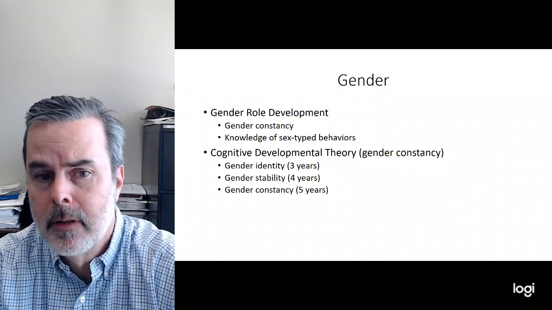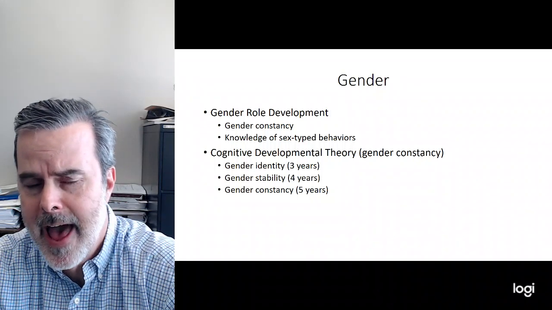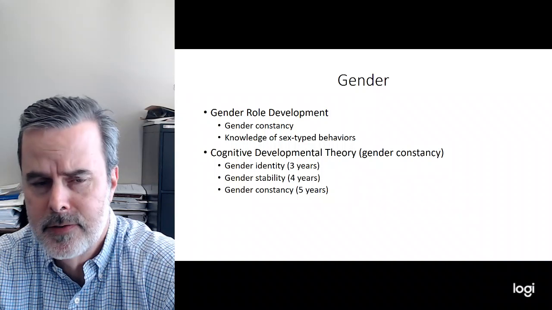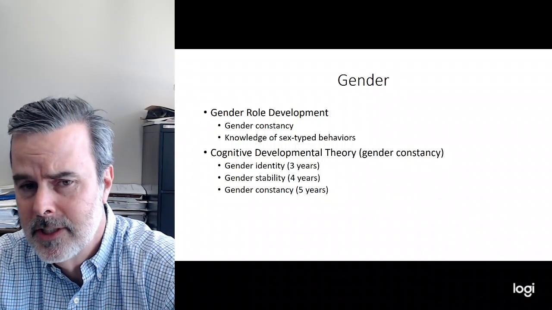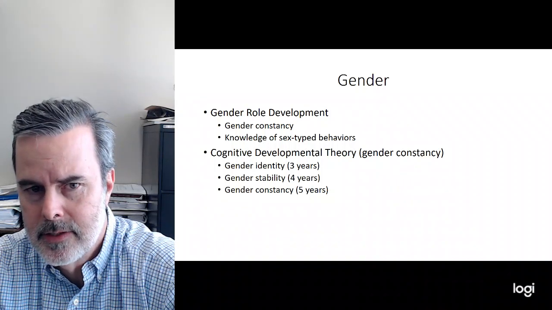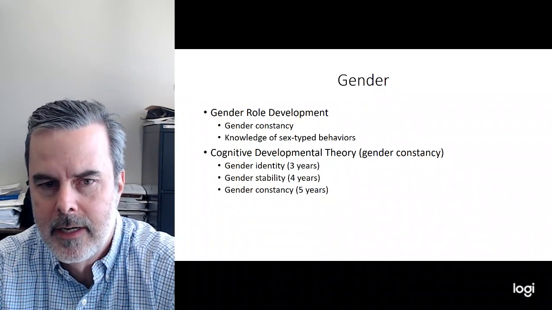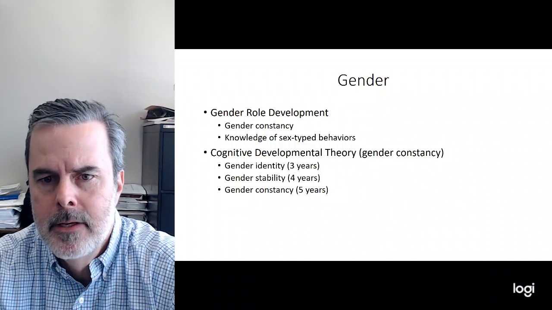But they are able to identify themselves accurately as a boy or a girl. That is, they're able to identify themselves as male or female, which is a prerequisite to understanding gender constancy, a necessary but not sufficient characteristic to understanding gender constancy, if you will. So that's the first stage.